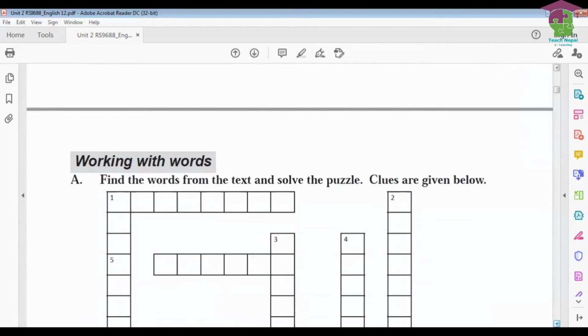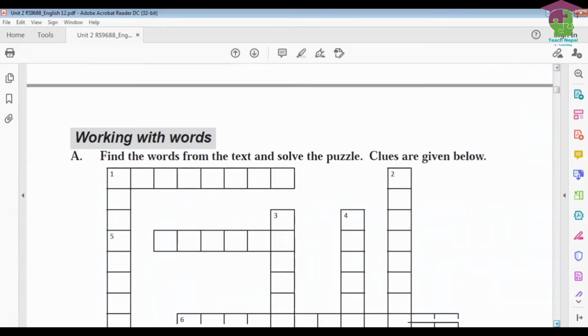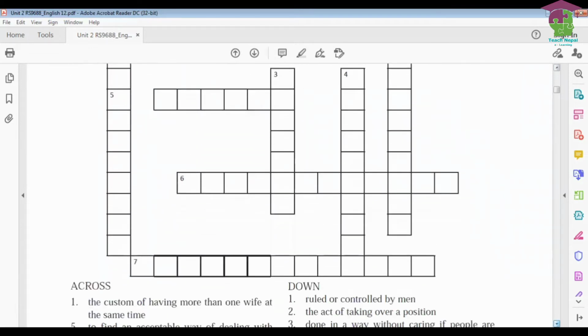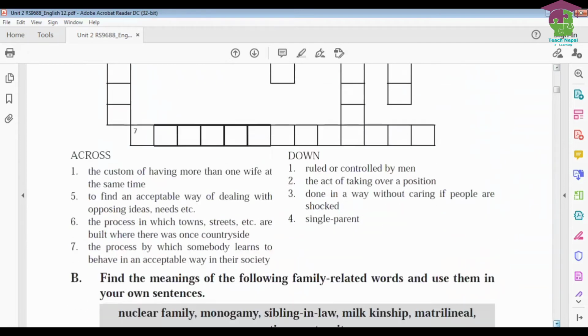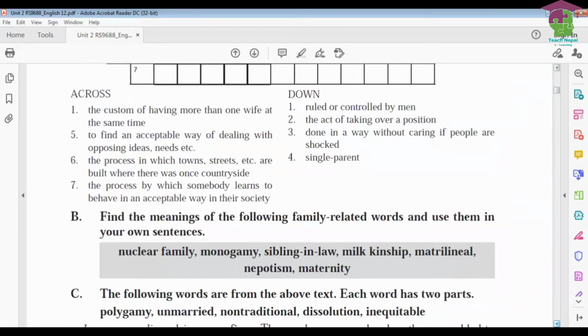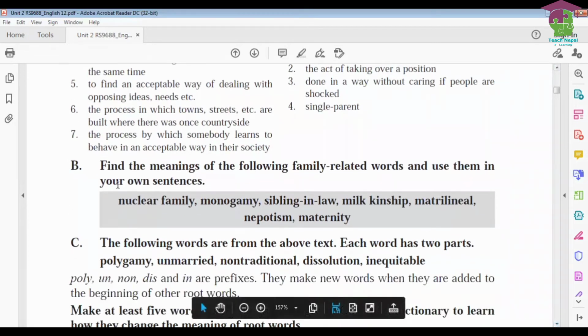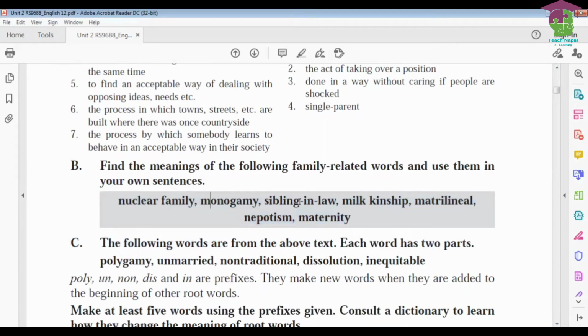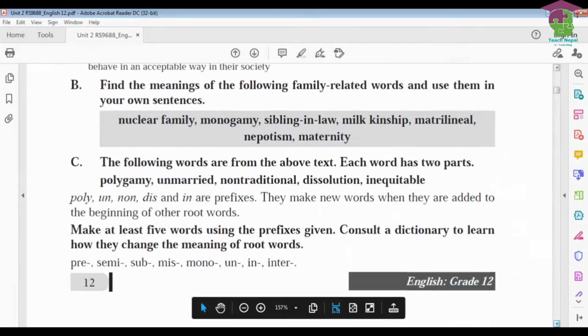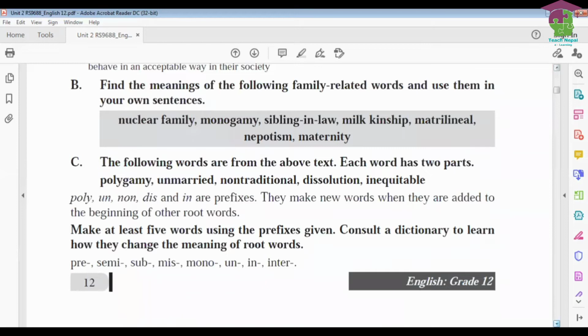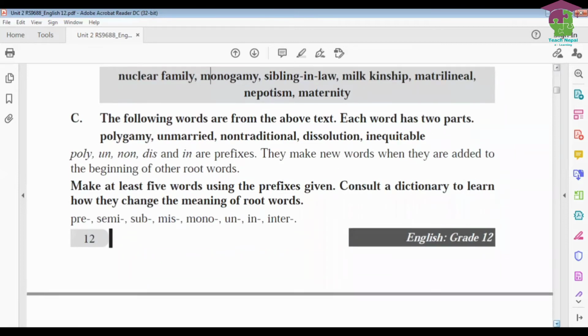Okay, all right. Now you have been given the question answers. Working with the words, please try to find out some meanings for the words or the phrases given below, and fill this puzzle on your own. Next, number B, you have been given some family-related words, and you have to use them in your own sentences, like nuclear, family, monogamy, sibling, in-law, milk, kinship, matrimonial, right? Nepotism, maternity. These words have been given in the text above. So please find out these words and try to use them on your own so that you can learn language, okay? Listen. It helps you learn the English language and also how to use new words.